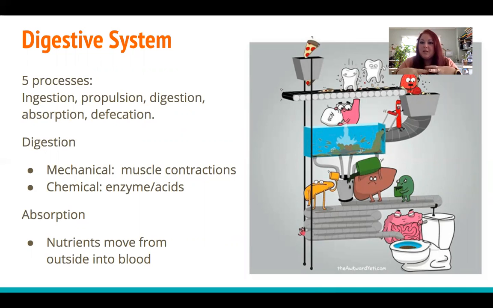There's two parts of digestion. We have mechanical, so it's your muscles contracting and everything moving around. And then you have your chemical digestion, which is enzymes and acids breaking everything down, which moves to absorption. All the nutrients move from the stomach into your blood system.